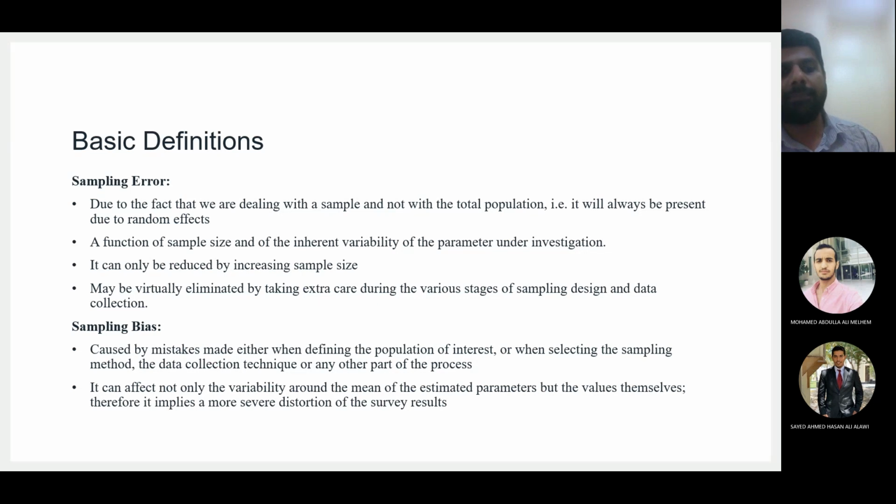Then we have sampling bias. Sampling bias is caused by... biasness means inclination towards a particular side, right? This is biasness.